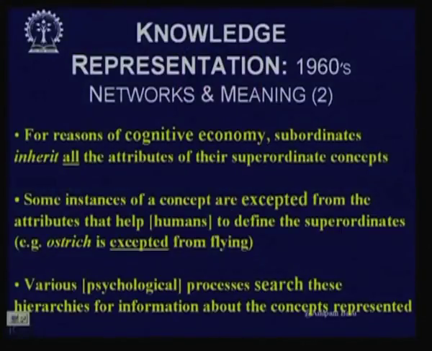Now, some instances of the concepts are exceptions from the attributes that help us to define the superordinates. For example, let us take one example. Say a typical classical example is that when we say bird, bird is a concept, then birds can fly. What is the locomotion of birds? Flying. How do they move? By flying. So, if I say sparrow is a type of bird, then obviously it will be automatically inferred that, well, sparrow is a bird and I know that birds can fly, so sparrows can fly. This is what we can inherit from the parent class, parent category.